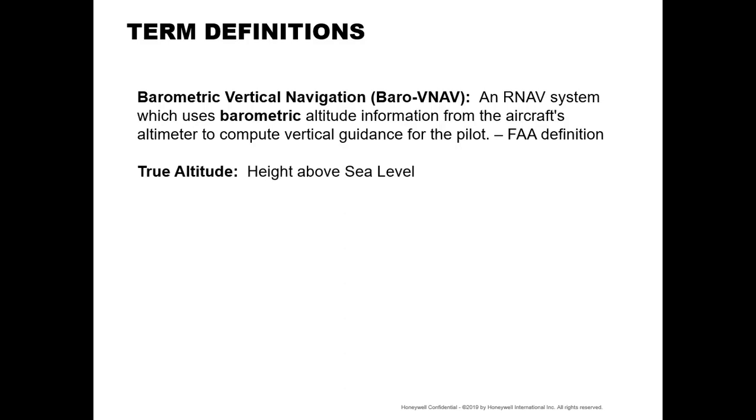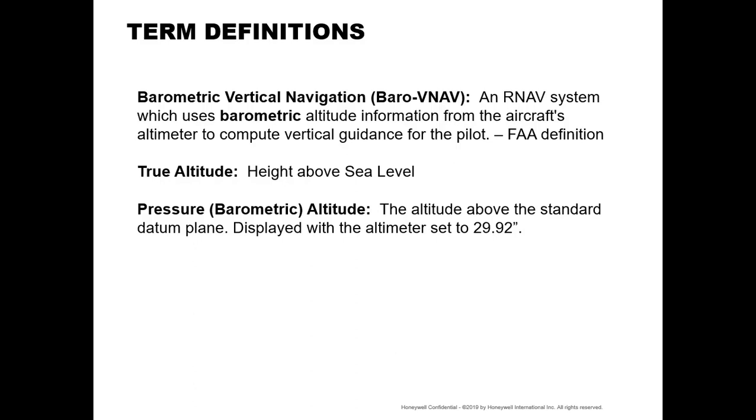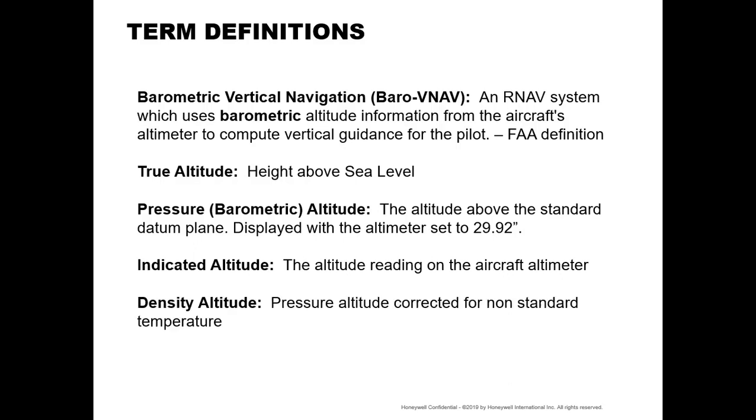True altitude is the height above sea level. Pressure altitude is the altitude of the aircraft above the standard datum plane, which is also displayed with the altimeter set to 2992. Indicated altitude is the altitude reading on the aircraft altimeter, and density altitude is the pressure altitude corrected for non-standard temperature.